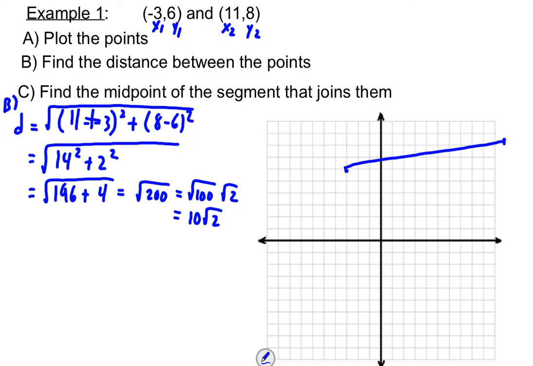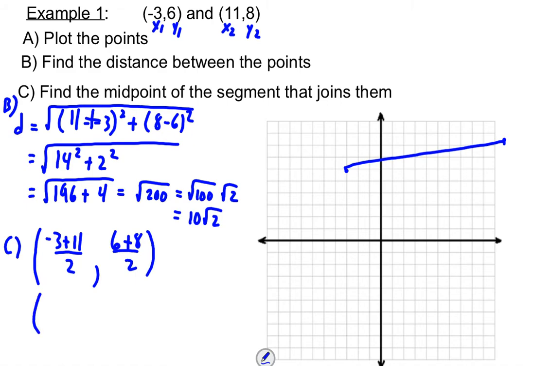So part A there I plotted. Part C now I'm trying to find the midpoint. So the midpoint formula says add your x's there together, so -3 plus 11, and then divide that by 2. And then I'm going to take my y's, 6 plus 8, and divide by 2. So -3 plus 11 there is 8. 6 plus 8 there is 14. Now I'm going to divide those by 2, and I get 4, 7.